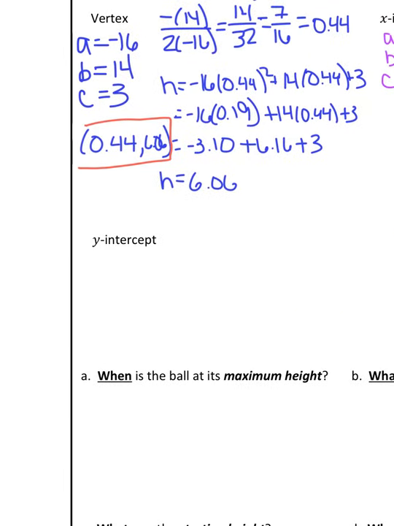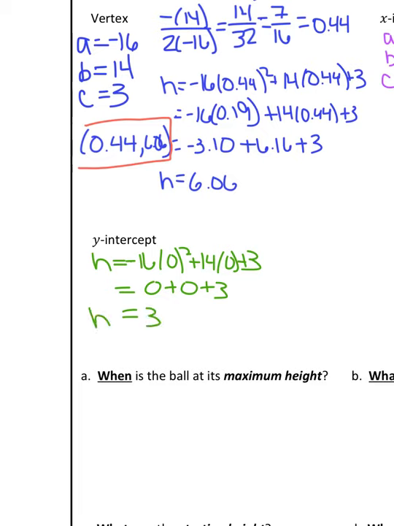Y-intercept should be a little bit easier, right? Because for the y-intercept, we plug in 0 for x and solve for y. So I have h equals negative 16 times 0 squared plus 14 times 0 plus 3, right? So this equals 0 plus 0 plus 3, or just 3, right? And we said in the problem that she was standing at a height of 3 feet, right?